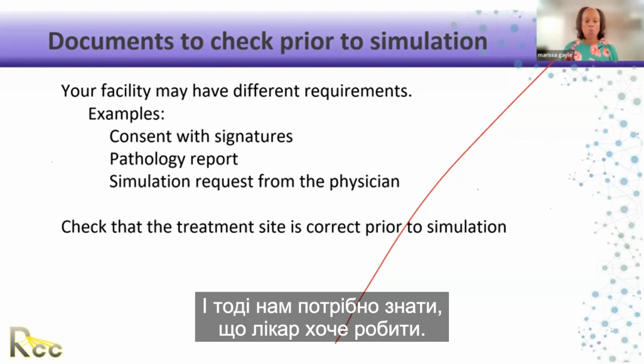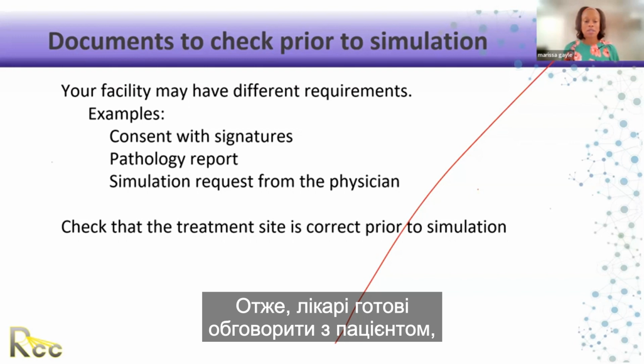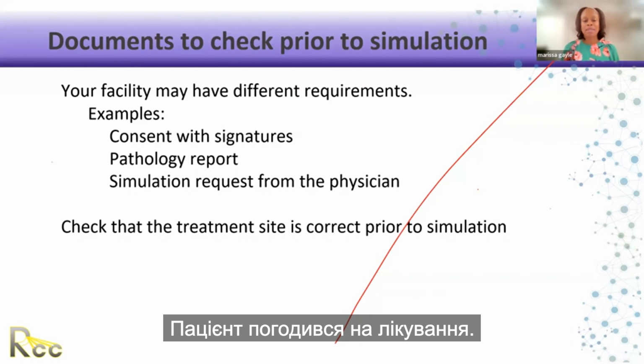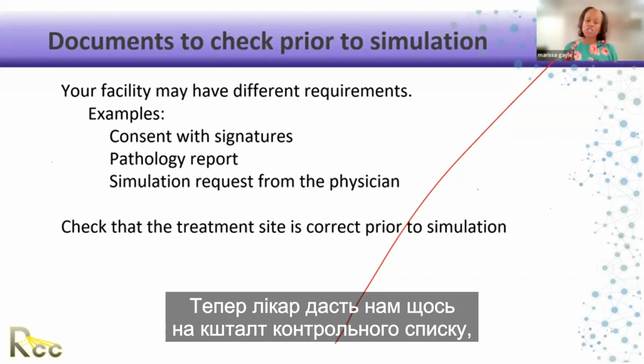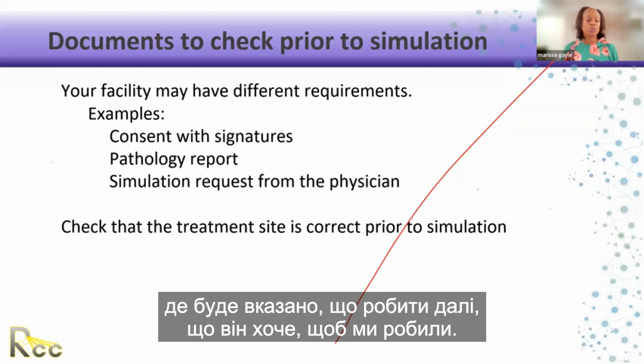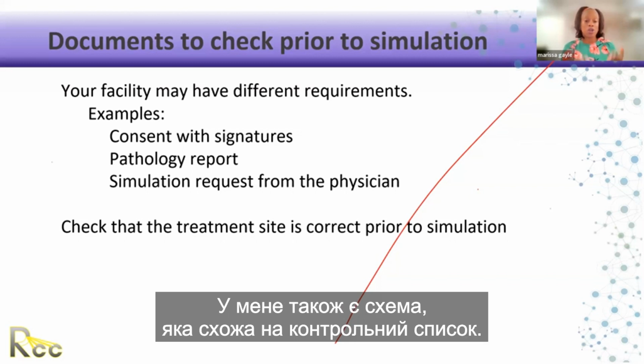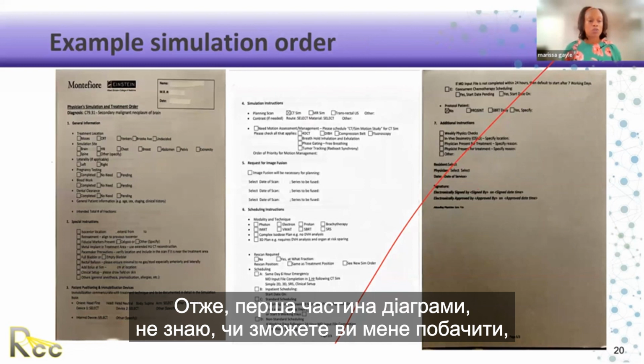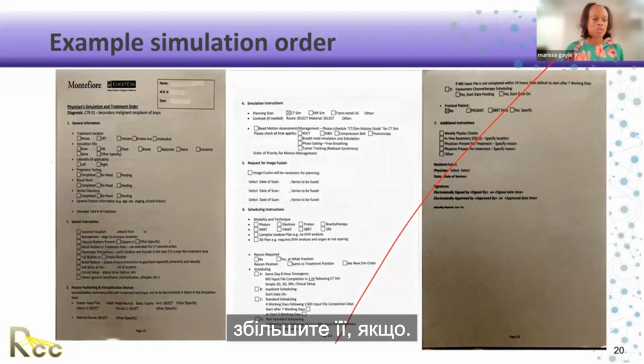And then we need to know what the doctor would like to do. So the doctor has already discussed with the patient that they have a diagnosis, what their diagnosis is. The patient now has agreed to treatment. Now the doctor will give us a checklist telling us what to do next, letting us know what he would like us to do. So I have a diagram of that also, which is like a checklist. It's going to give us some ideas of what we're doing. So the first part of it, I don't know if you can see it, you may have to zoom in if you're on a camera.